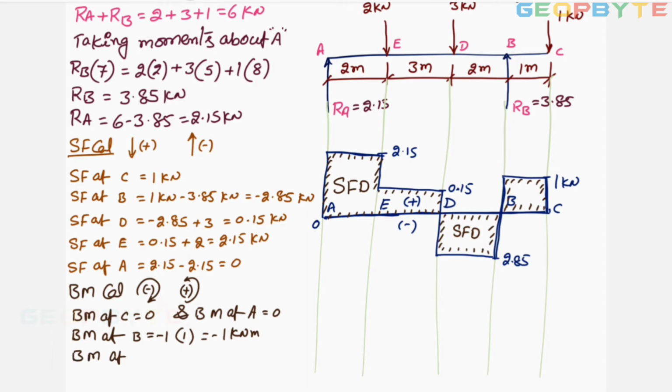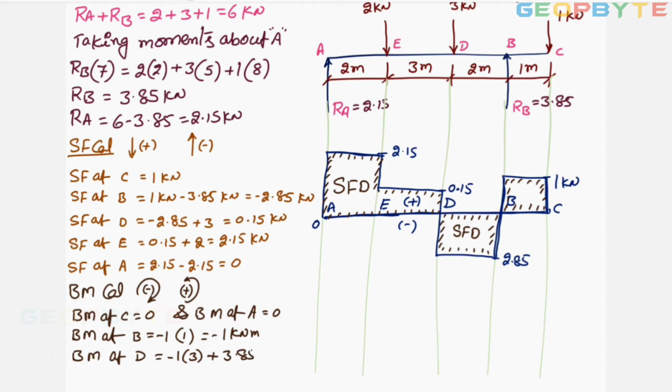Next, BM at D. BM at D equal to, you just count how many loads are there before D. Before D, 2 loads are there. 1 kilonewton is acting vertically downwards, reaction is acting vertically upwards. Then minus 1 into distance up to D, 3. I hope you understood why I took the minus, because 1 kilonewton is developing the clockwise moment, plus RB is developing the anti-clockwise moment.